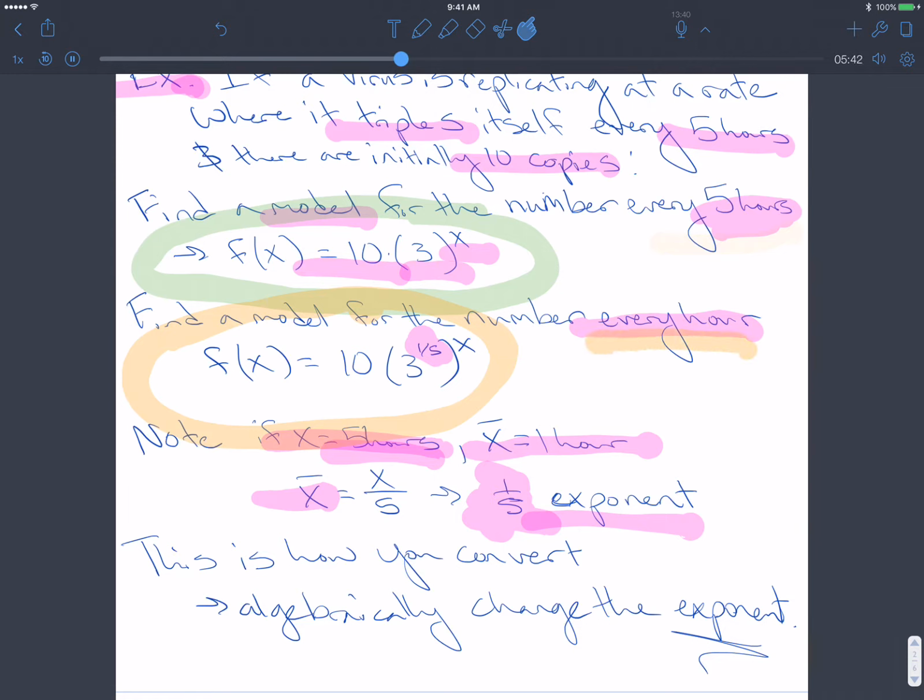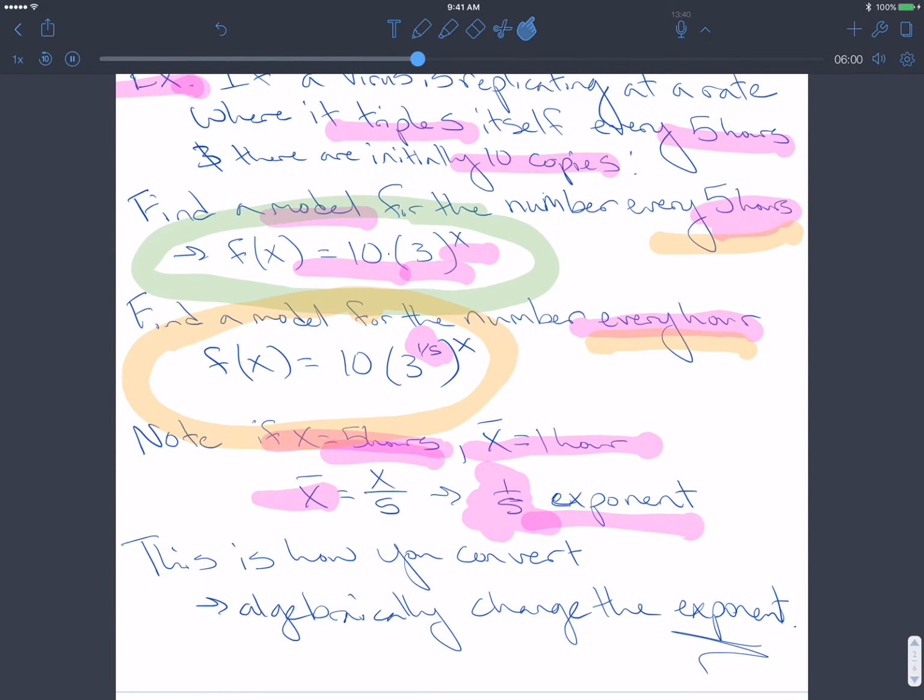This is every hour, and this was every 5 hours. So for one 5-hour increment, I plug a 1 into the green, and I would plug a 5 into the orange to get the same value. And I should get the same value because it's the same model. I just converted the time period.